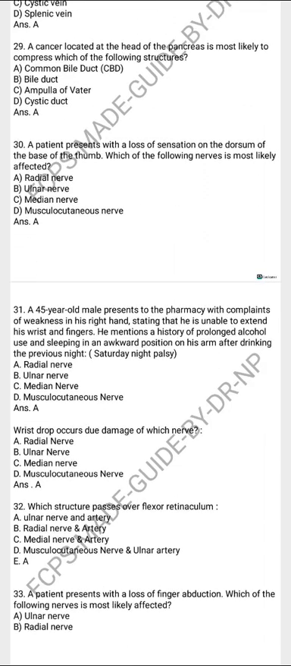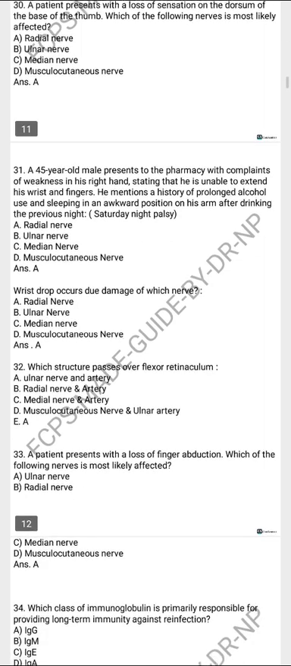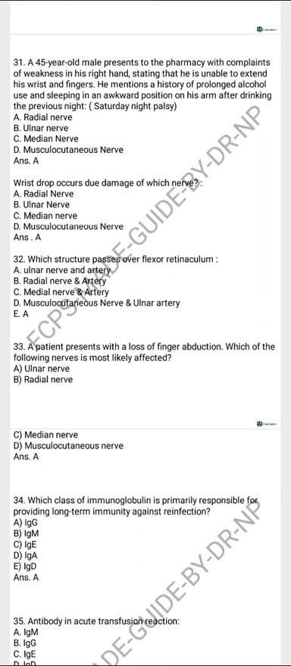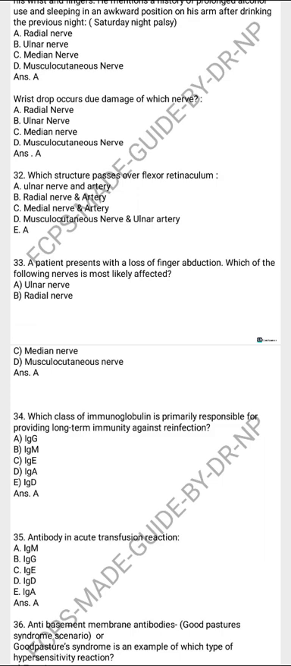A 45-year-old male presents to the pharmacy with weakness in the right hand, stating that he is unable to extend his wrist and fingers. He mentions a history of prolonged alcohol use and sleeping in an awkward position on his arm after drinking the previous night. This is Saturday night palsy, that is the radial nerve. Wrist drop occurs due to damage of which nerve? The radial nerve. Which structure passes over the flexor retinaculum? Ulnar nerve and artery. The patient presents with loss of finger abduction. Which nerve is most likely affected? The ulnar nerve.